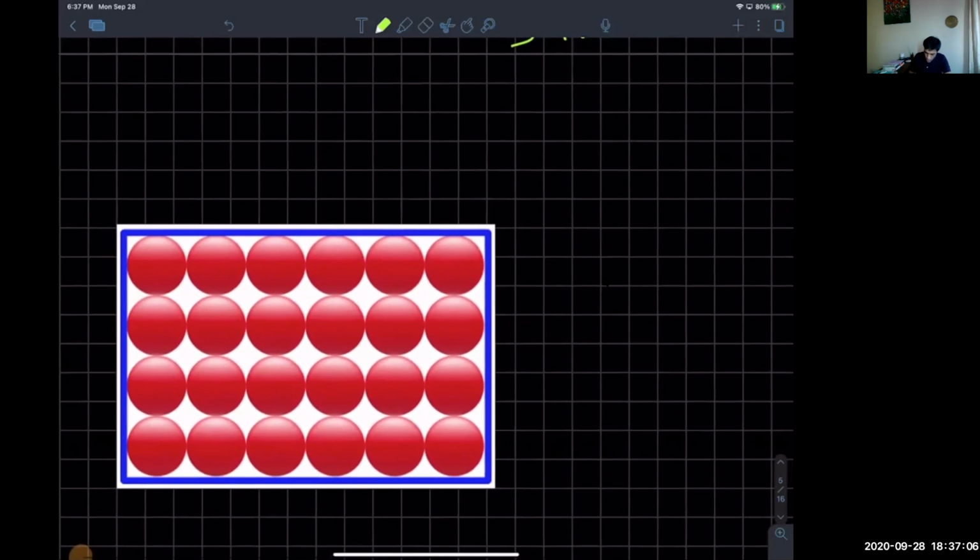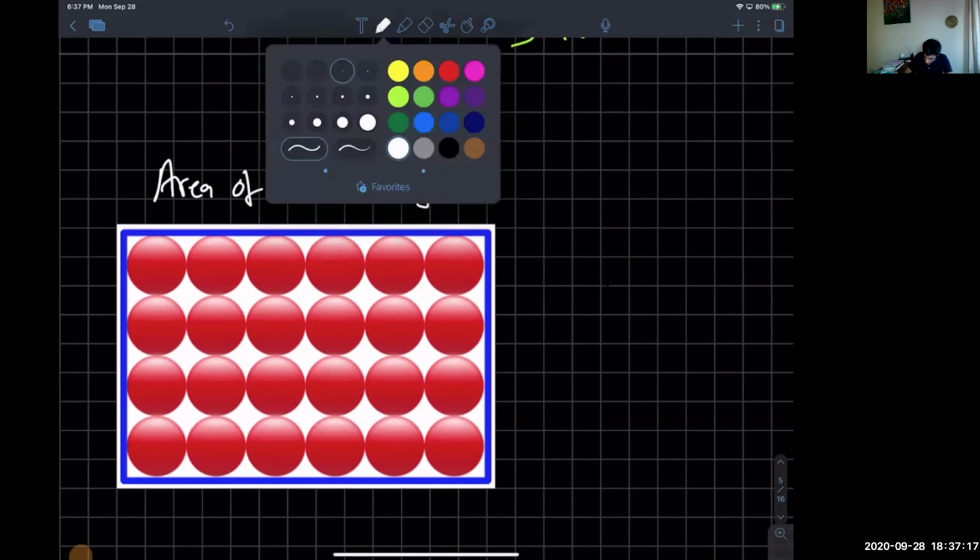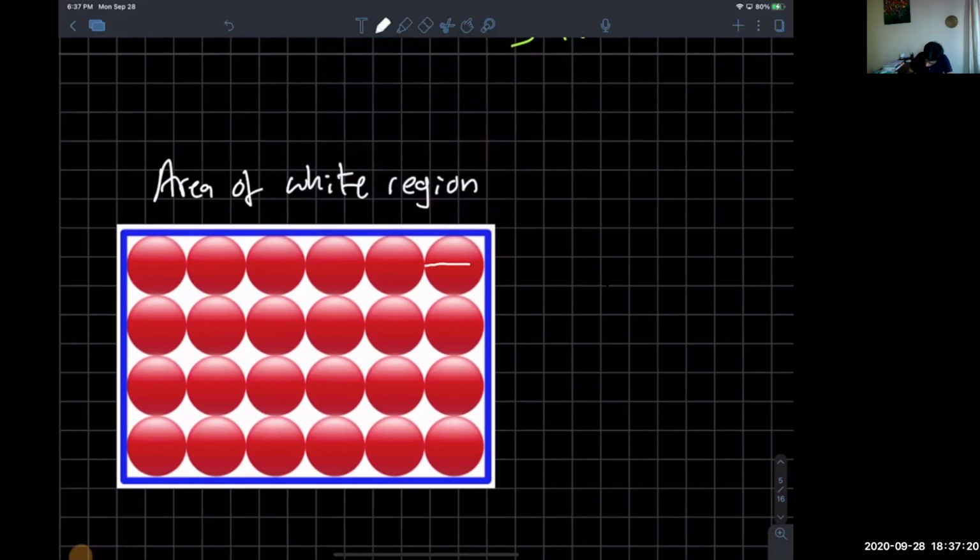All right, this one's interesting. Now I want you to find the area of the white region, okay? And what you need to know is that this is D. What is the area of the white region in terms of D? So think about this. It's pretty cool. You are able to find the area of the white region with just one measurement, right?